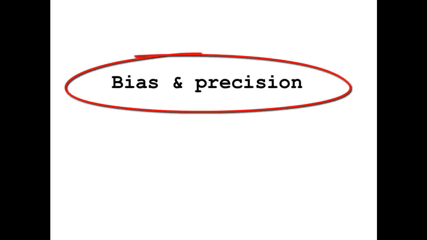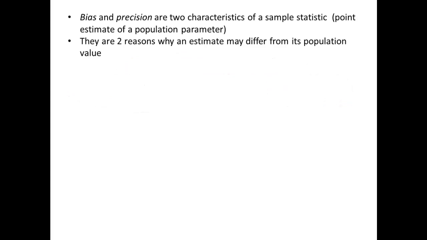There's nothing new in this video, we're just going to bring together the concepts of bias and precision that we've already discussed in other contexts. So we talked about bias in our discussion of sampling, and we talked about precision in our discussion of sampling distributions. However, it's worth putting them both in one place because they belong together as two properties of the point estimates, or the sample statistics that we've just been talking about.